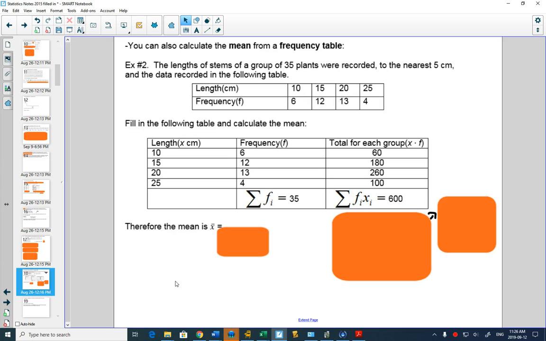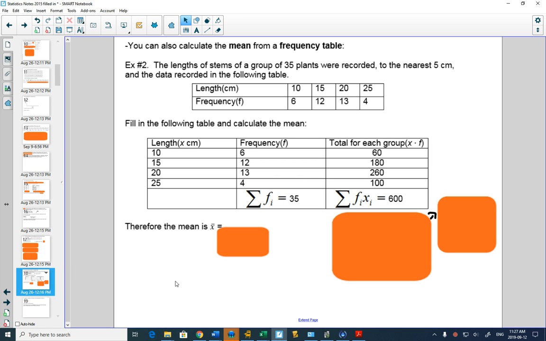So here is the longest way we could calculate the mean. If you had this example 2 with the length and the frequency, we could use our data to say, I need to add up everything. 10 happens 6 times, so that's going to add up to 60. 15 happens 12 times, that's going to add up to 180. 20 happens 13 times, that adds up to 260, and 25 happens 4 times, adding up to 100. The total of all of those together equals 600.